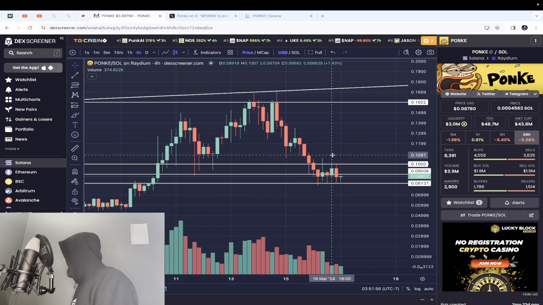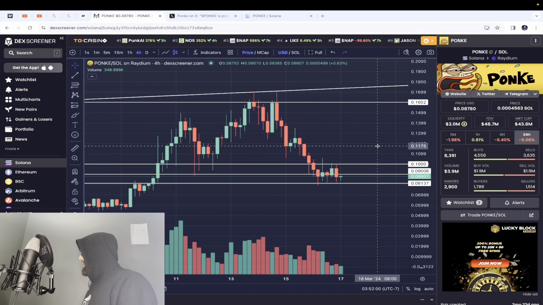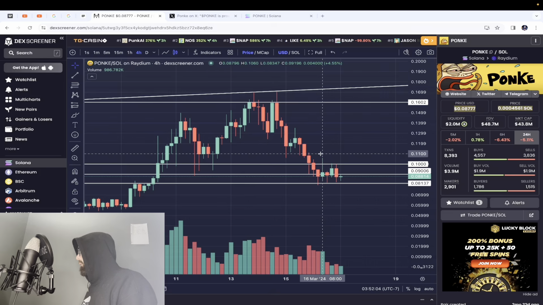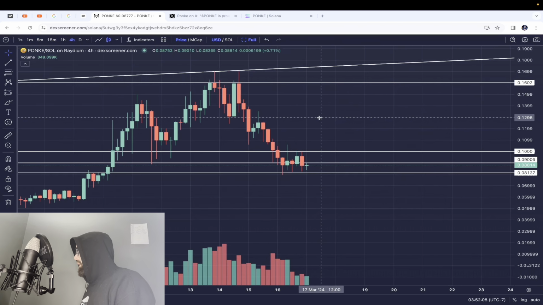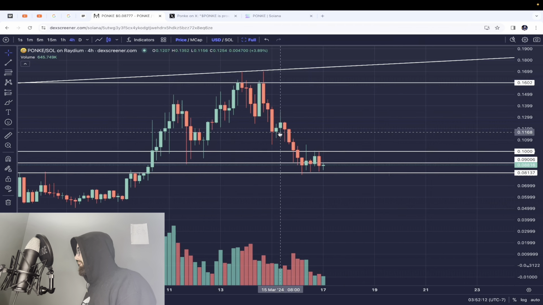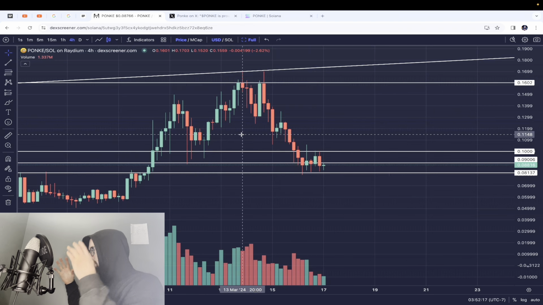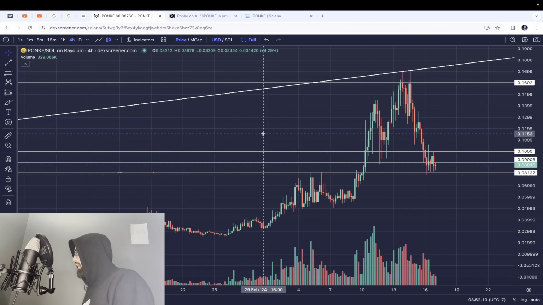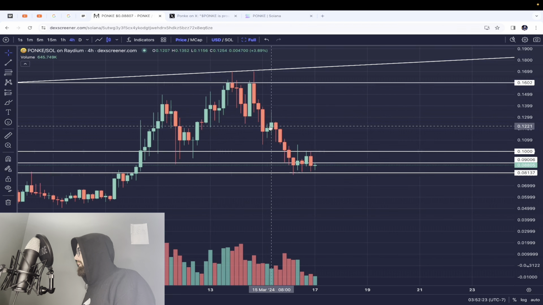You got Ponke trading at 0.0878 USD. That's a market cap of $43.8 million. This is the 4-hour chart. So let's dive into the candles. Right here, kind of mid-term, mid-range, whatever. Not so local, but obviously not all the way zoomed out. There's not really a clear pattern going on here.